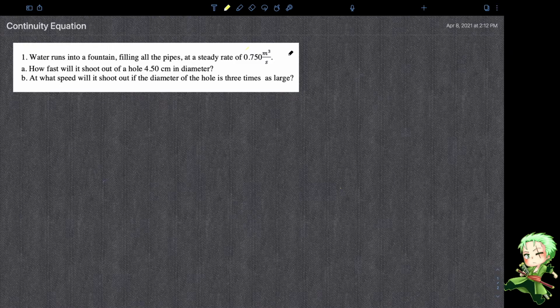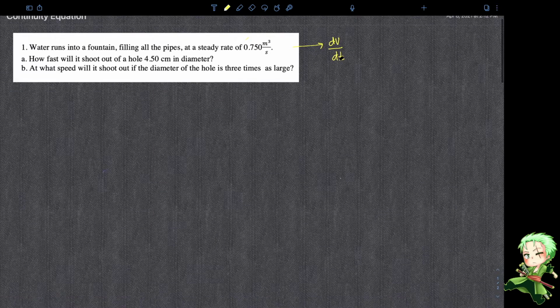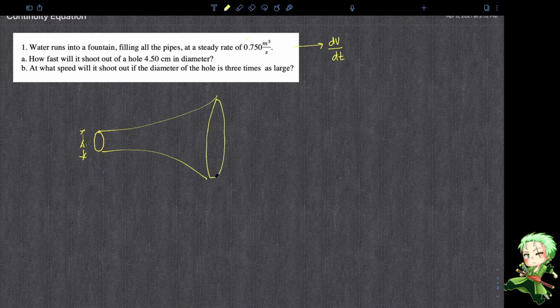Now, the first thing that you should note from this problem is that the given 0.750 cubic meters per second is actually your volume flow rate, so that is dV over dt. And if we want to illustrate this problem, initially you have a smaller cross-sectional area, you call that A1, and then you solve the velocity at a later time in which the same volume is crossing through a larger cross-sectional area here, which we will denote as A2. Okay, so that is our problem.